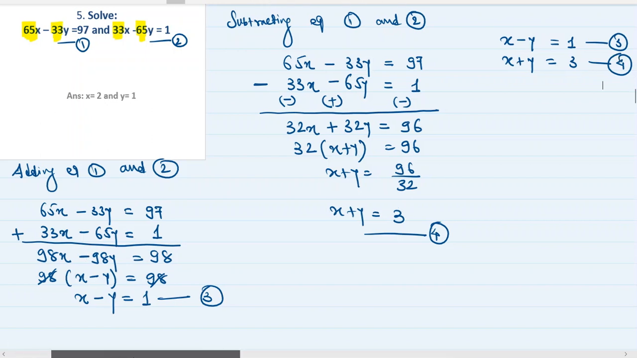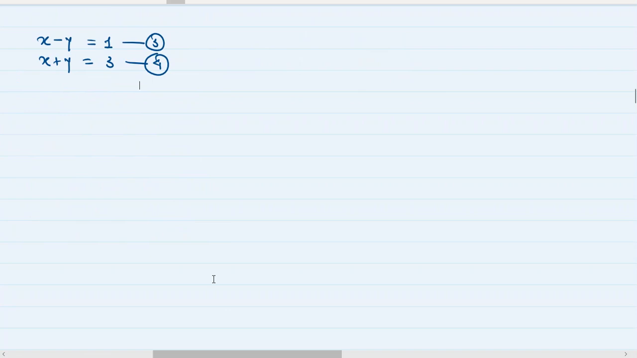Now what? Now you are going to add equation number 3 and 4. Why? We are going to use the method of elimination by equating coefficients. What is the coefficient of x here? Plus 1, plus 1. What is the coefficient of y? Minus 1, plus 1. So we are going to select the coefficient of y for equating, but they are already equal. So we don't have to use equating coefficients.